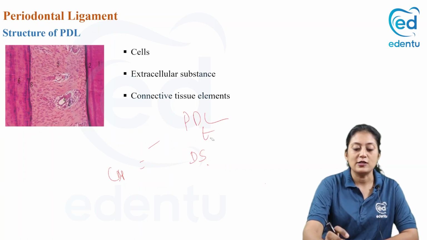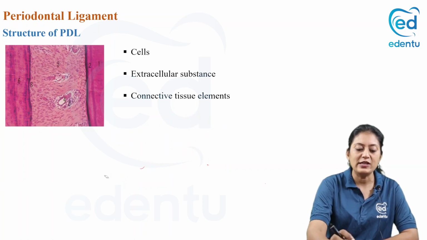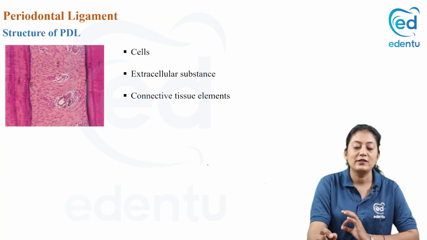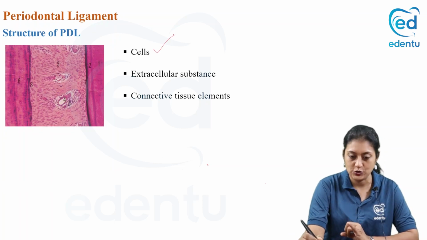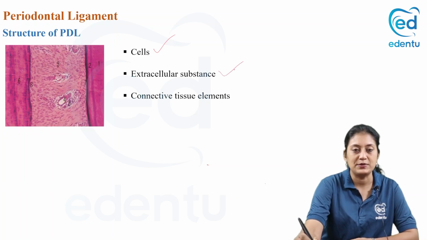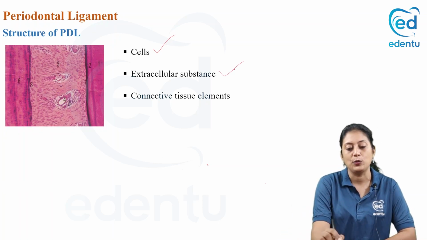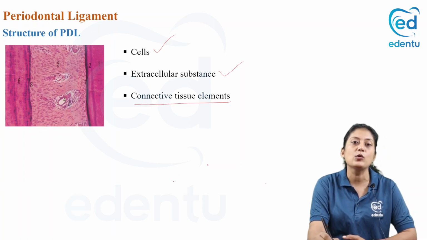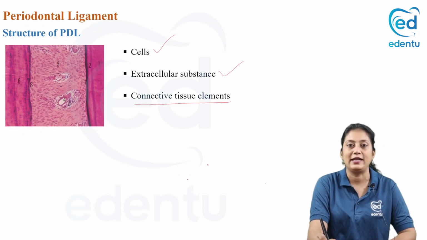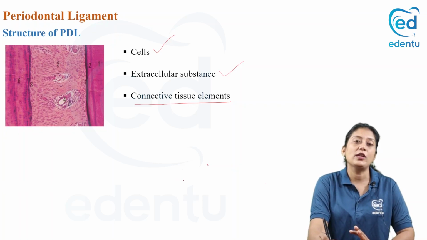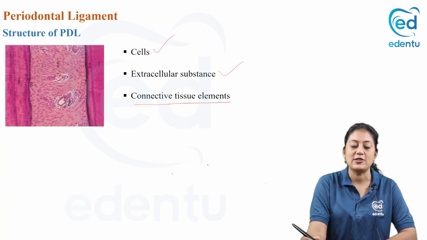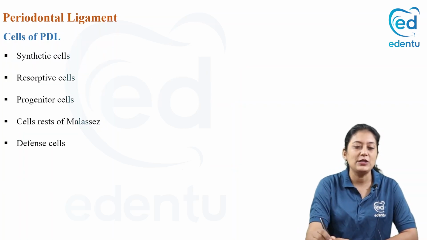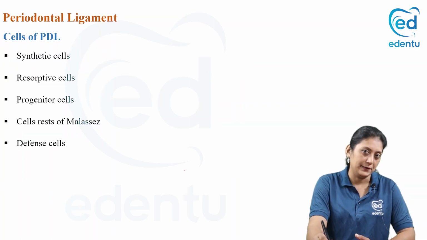So, what is the structure of this periodontal ligament? It is a specialized connective tissue. Any connective tissue will have three elements: the connective tissue cells, the extracellular substance outside the cells, and then the other connective tissue elements. Other connective tissue elements include blood vessels, nerve fibers, lymphatics, everything. So any connective tissue in the human body is going to have all these three structures. So periodontal ligament also has the same thing. But what is unique is that the cells are different here.